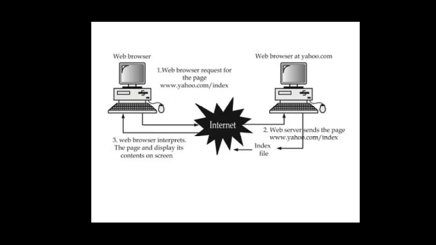So here you can see this is the operation first. Now here, for example, you can see a web browser wants to have access to a web page, and that is nothing but yahoo.com/index. The URL is nothing but the uniform resource locator, okay.